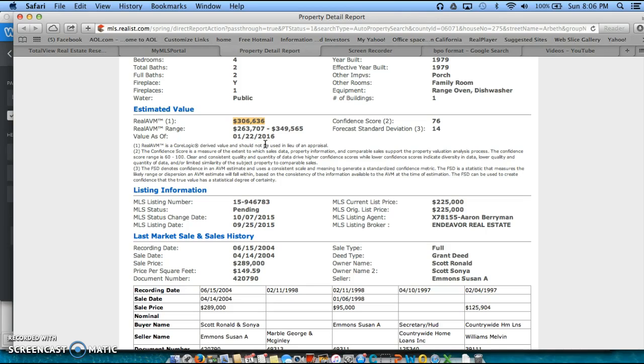If they owed, for example, let's say they owed 320 and the value was 306, well, we might still want to entertain buying that house even though it's over leveraged, because if we paid $5,000, for example, for a property that was over leveraged, but we had control of that property and we can make the mortgage payment, that means that we just bought a property for around market value for only $5,000.